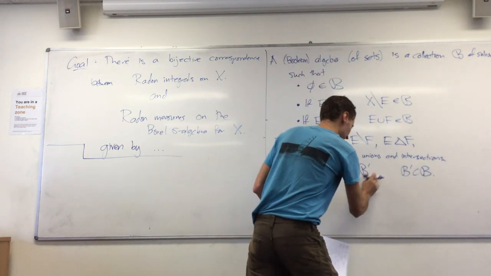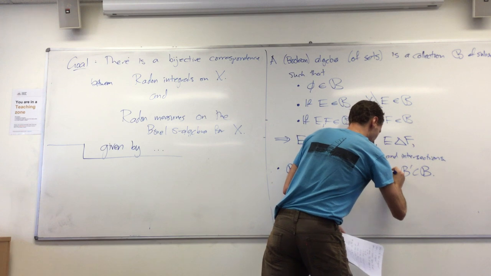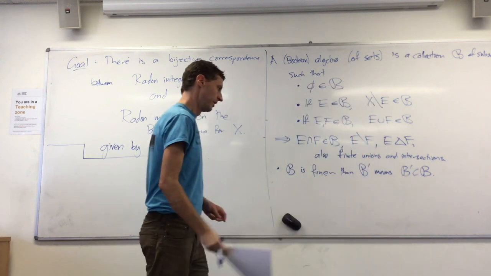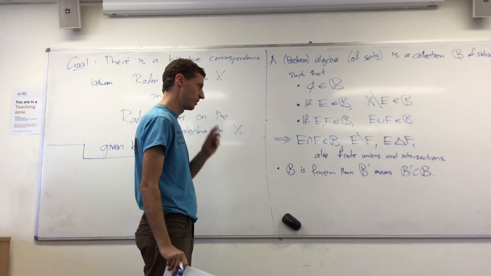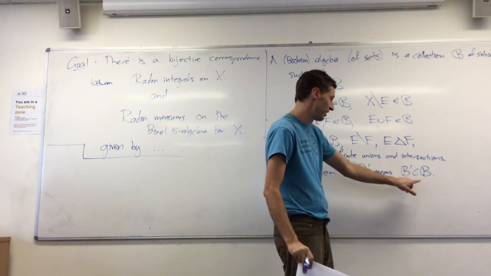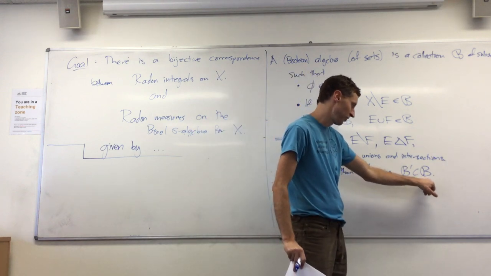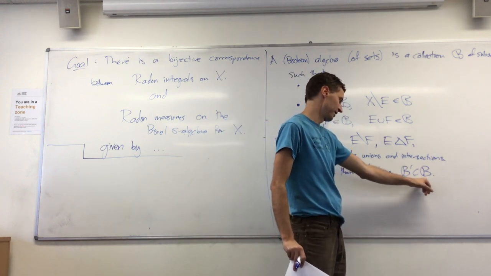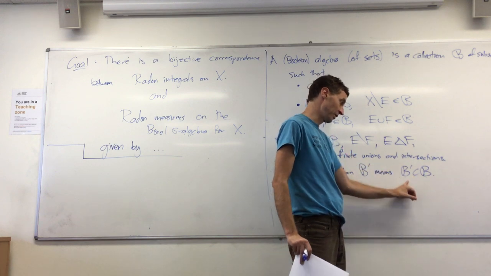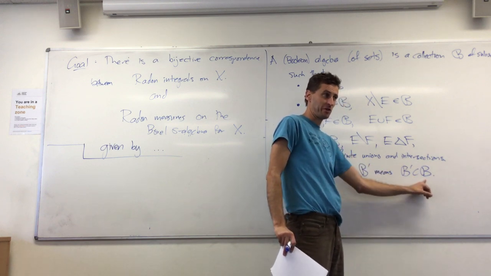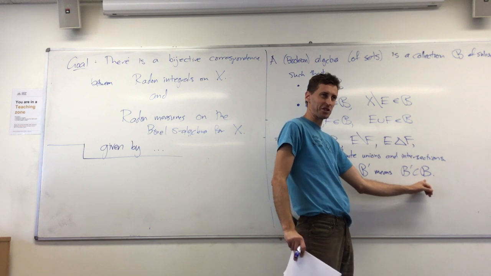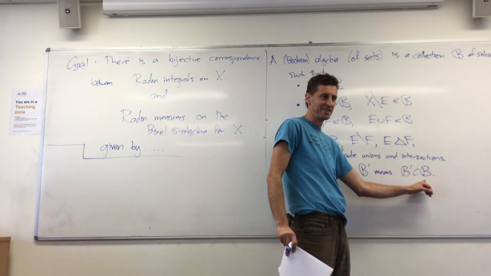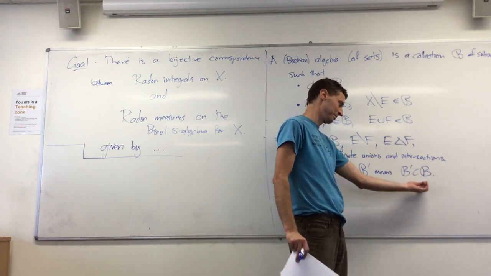Yeah. So it means that this is saying that there are more sets in the collection B than there were in the collection B prime, which you can think of as making finer distinctions between the points somehow.